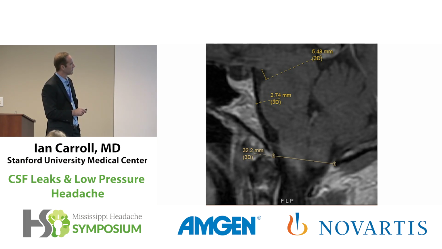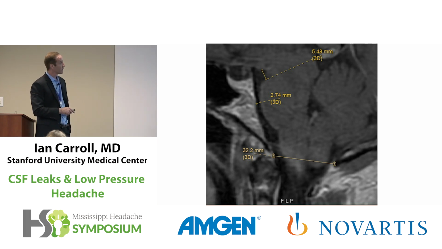Her prepontine distance is 2.74. Remember, it should be greater than 5. And her mammillopontine distance is 5.4. It should be greater than 6.5. So again, meets criteria for what predicts an increased likelihood of having a positive CT myelogram.